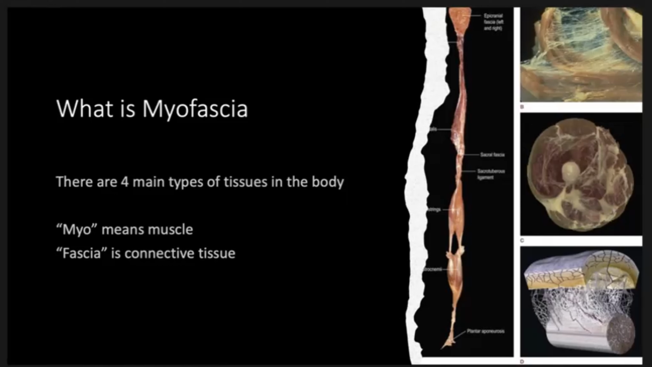And this is why when we might injure our calf muscles, we can feel a little bit of tightness going all the way up the leg. And it's because of this interconnection through the fascia.